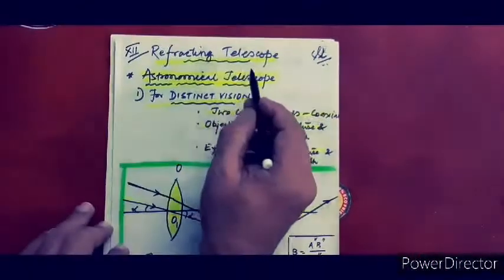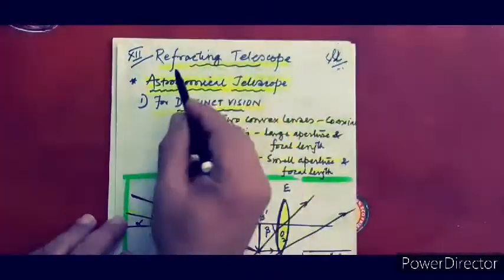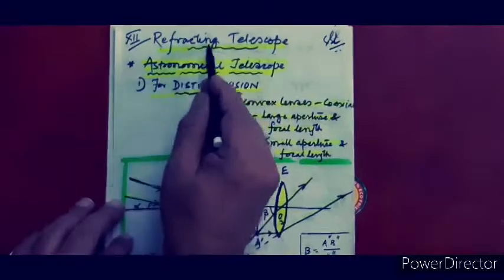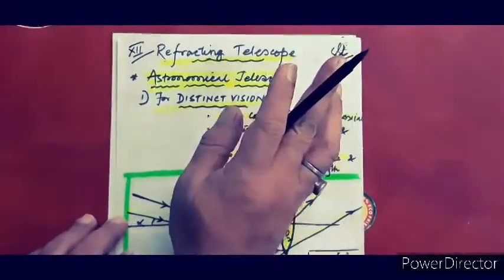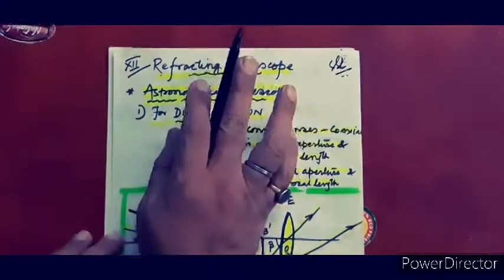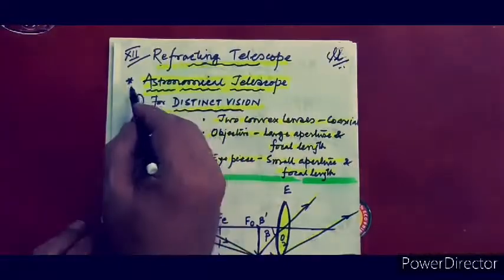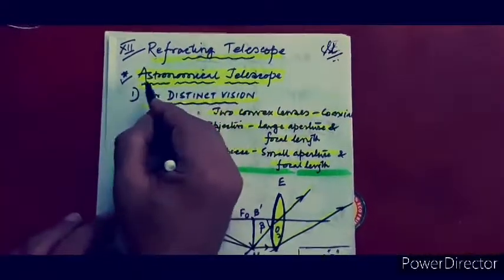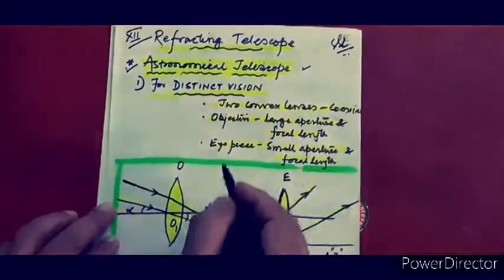Now the telescope, the meaning of the telescope everybody knows, class 12 student. Now the refracting type of telescope. There are two types of telescope, reflecting and refracting. We are going to discuss the refracting type of telescope. First one is the astronomical telescope, which is in the portion of class 12 CBSE.